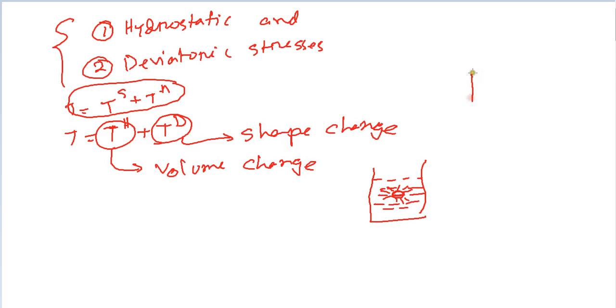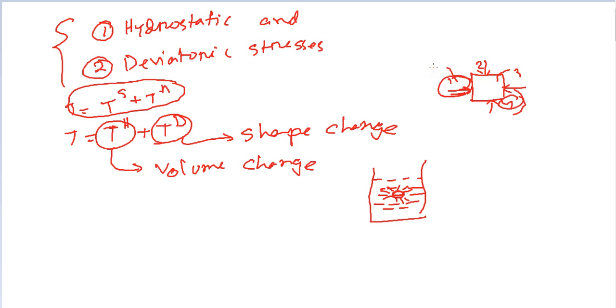Say for example, here is a body. If you apply force here, here, and here, and if all the forces around this body, say 1, 2, 3, 4, are equal or the same, then it is called hydrostatic stress. And if the forces are not equal to each other, then the stress is called the deviatoric stress.